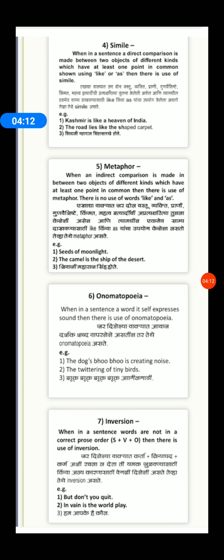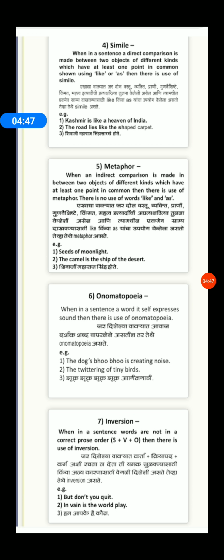When in a sentence a direct comparison is made between two objects of different kinds which have at least one point in common, showing using like or as, then there is use of the simile figure of speech. एखाद्या वाक्यात जर दोन वस्तू, व्यक्ती, प्राणी, गुणवैशिष्ट्ये, किंमत, महत्त्व इत्यादींची प्रत्यक्षरित्या तुलना केलेली असते आणि त्यामधील एकमेव साम्य दाखवण्यासाठी लाईक किंवा ॲज यांचा उपयोग केलेला असतो तेव्हा तेथे सिमिली ही फिगर ऑफ स्पीच असते.